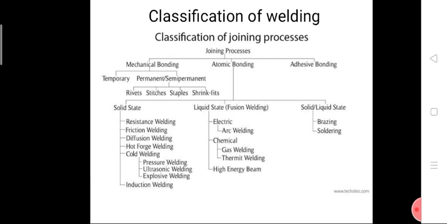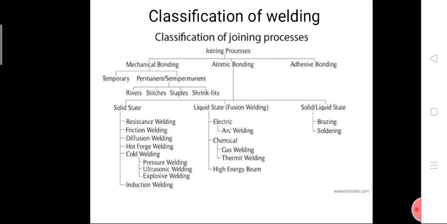And according to fusion, or according to dependency of material, it is classified into three parts. First one is solid state welding, second one liquid state welding, and third one solid and liquid state welding. Solid state is further classified into various categories: resistance welding, friction welding, diffusion welding, hot forge welding, induction welding, then cold welding. Cold welding is further of types: pressure welding, ultrasonic welding and explosive welding.